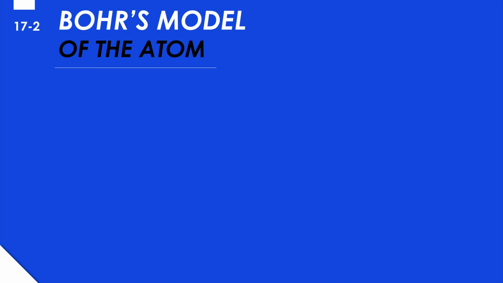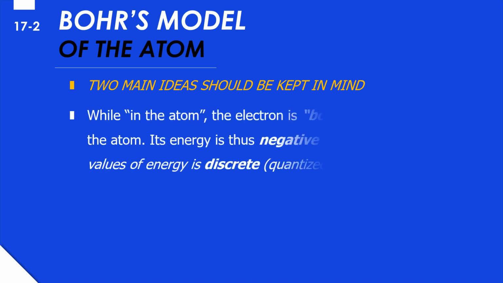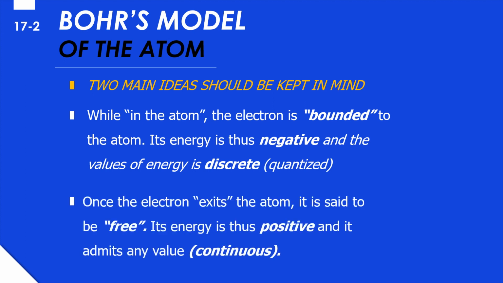Whenever we study an atom relying on Bohr's model, keep in mind two main ideas. One, while inside the atom, the electron is bound to the atom. The energy of this atom or its electron is referred to as negative. The values of energy as well are discrete. We call them quantized. So energy can either be on level 1 or on level 2, but not in between. And that's very weird.